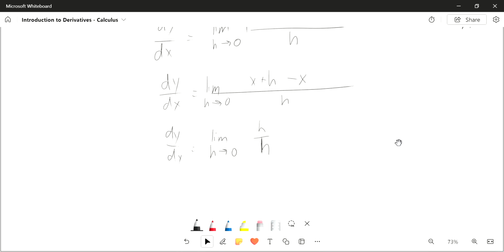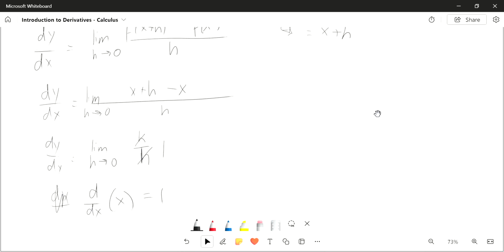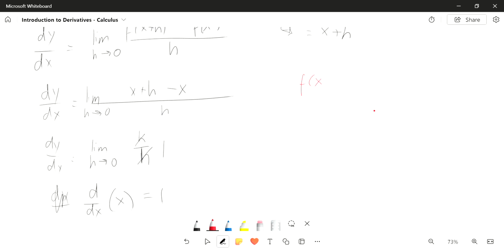So in this case, h and h cancel out. So you would just get 1. So the derivative of the function x is just equal to 1. And so let's try it with a different function. Let's pick a constant this time. f of x is equal to 2.